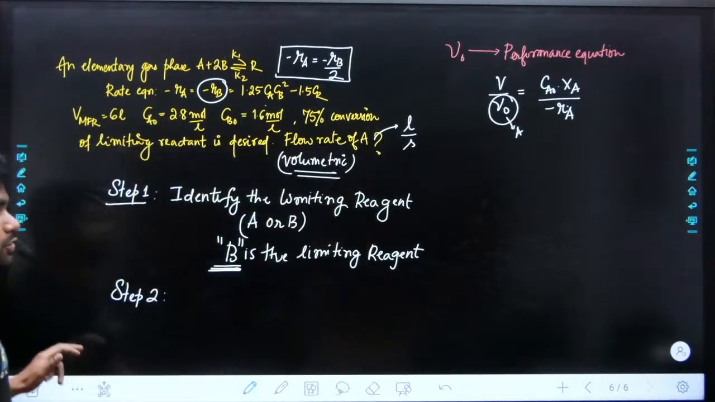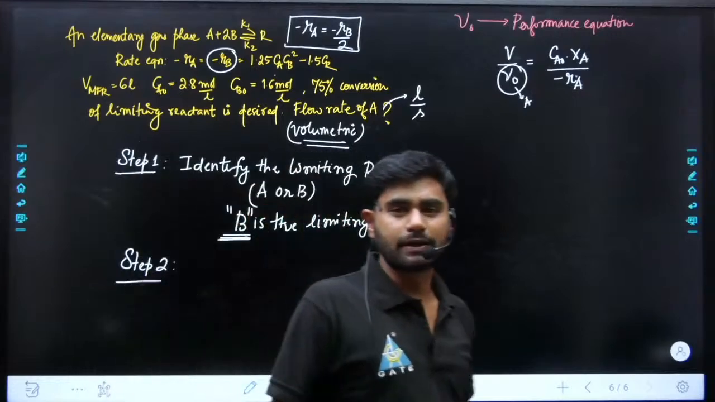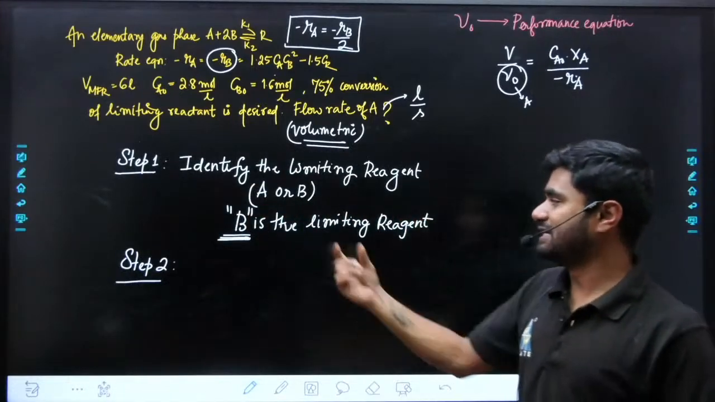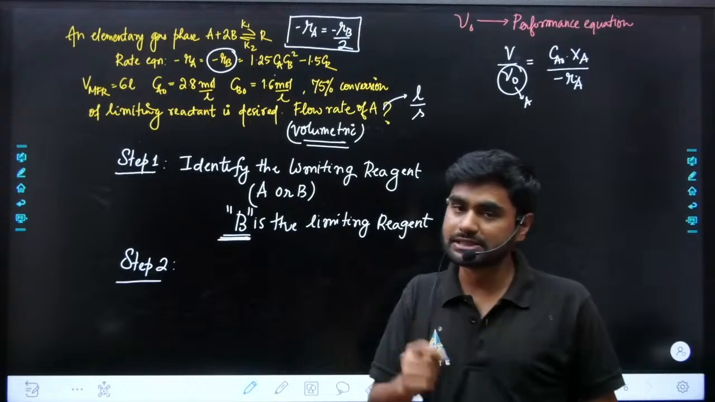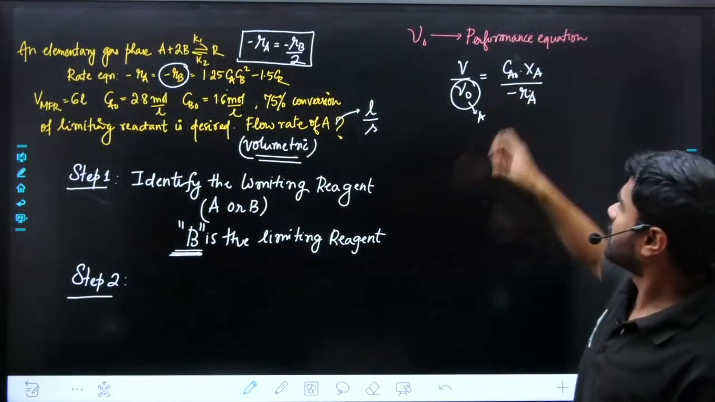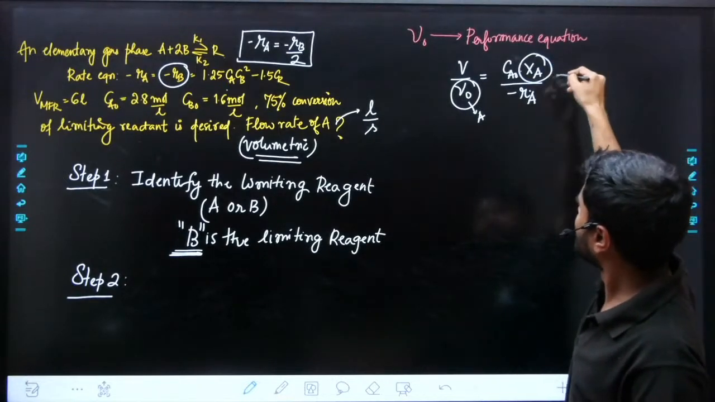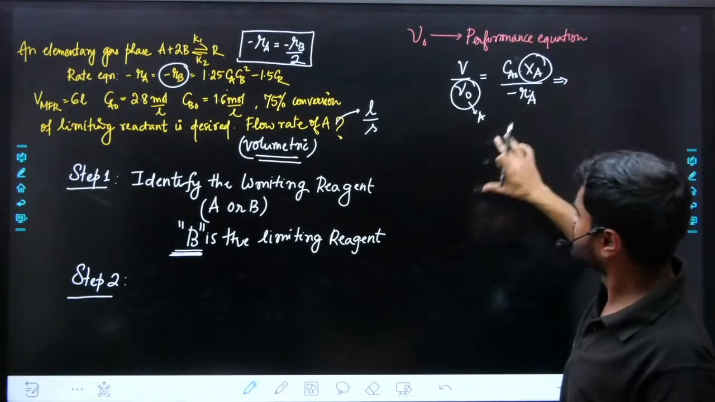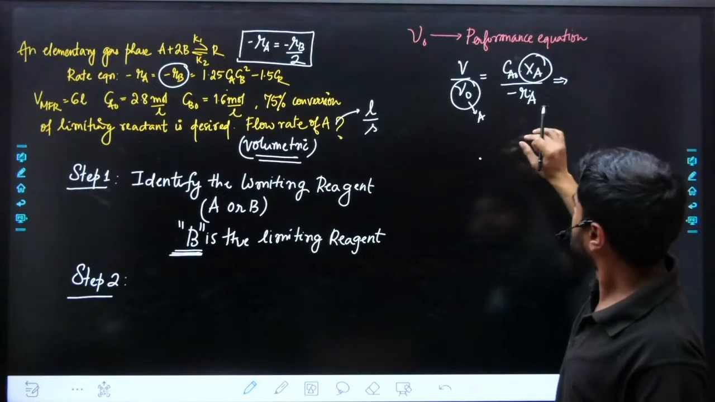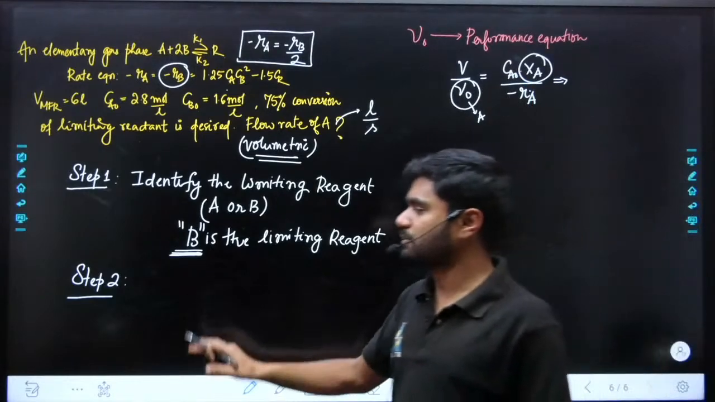Okay, fine. So how can we proceed with step number 2, guys? What is step number 2? What could this be? Now we know that B is the limiting reagent. We need to find, for A, the conversion of A. We need to find this one, CA naught XA, or else you can make sure it is CA naught XA by minus of IV by V naught. Okay, yeah. Step number 2.